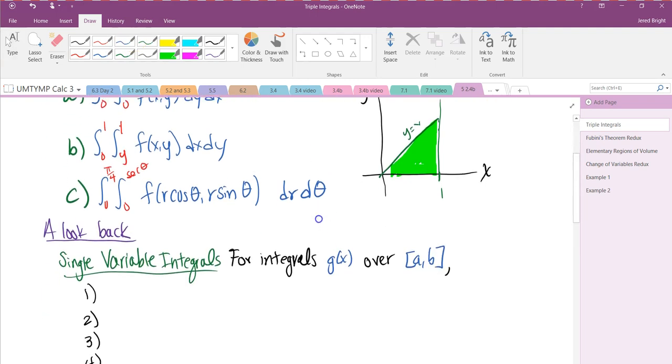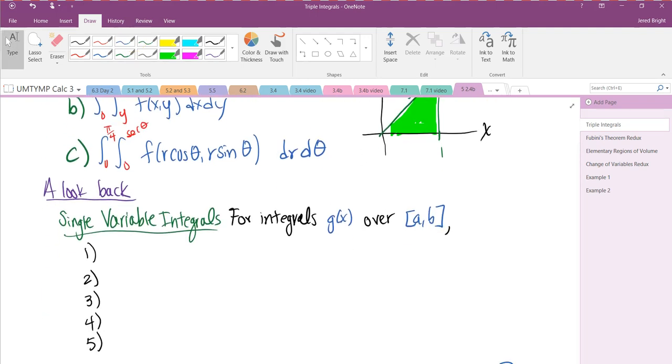So if we look back at single variable integrals, the process that we used when we were doing single variable integration was, okay, we took this interval [a, b], and we split it into n intervals, or subintervals. And then in the subinterval, we looked at this point x_i star, and we really went off from that, and then we did some work with that.